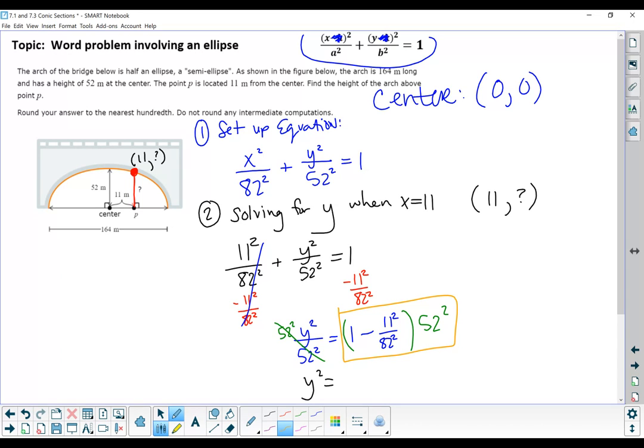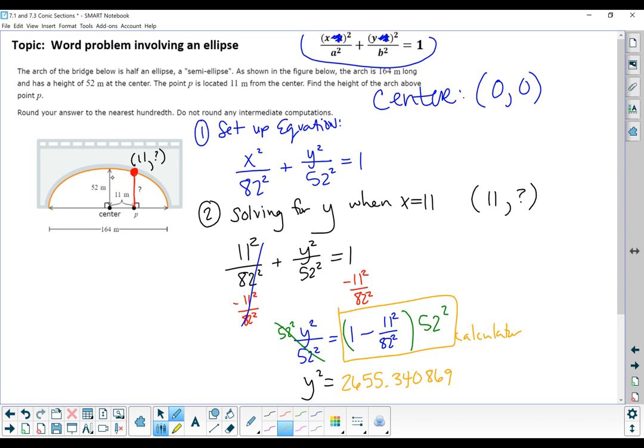Make sure you group it in the way that will keep your answer correct. Watch out for typos that make your answer wrong. So 1 minus 11 squared over 82 squared times 52 squared gives me a nice decimal number, and that's fine. That is not your answer. And I hope, logically, you can realize that that is not the right answer looking at your diagram.